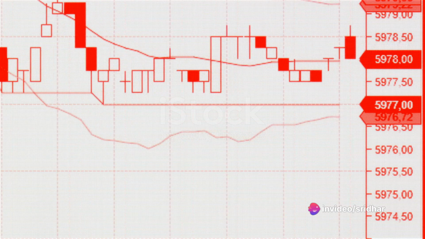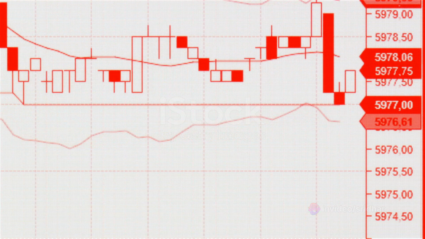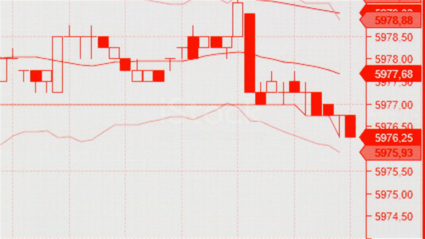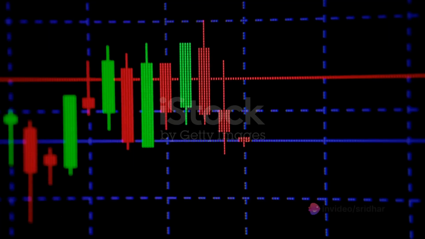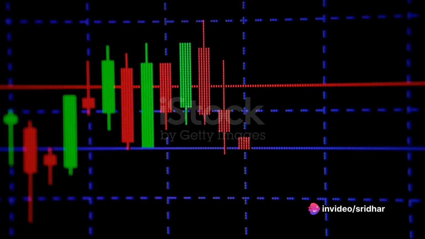Once you've chosen your time period, calculate the average closing price over that period. This is your moving average. Plot it on your chart and watch as it moves along with the market, like a shadow following its master.